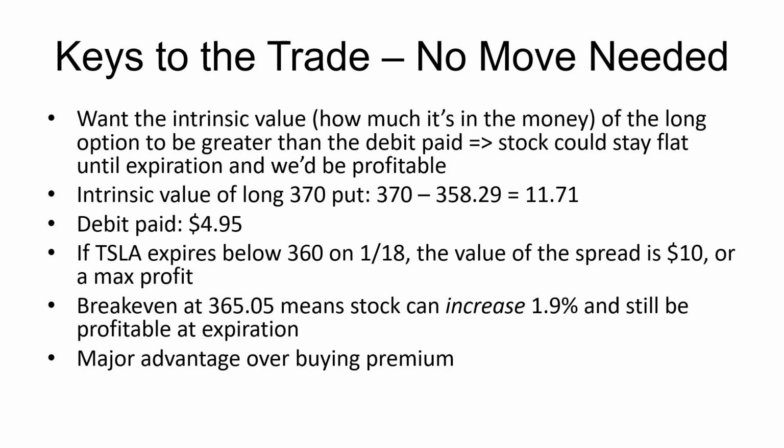So that means that if Tesla expires at any point below 360, which is below our sold option on January 18th at expiration, the value of the spread would be $10, and that would be a maximum profit and would give us a $505 profit. Even the break-even point, as I mentioned before, at 365.05 means the stock can actually increase 1.9%, and we could still have a profitable outcome. Now, this is a major advantage over buying premium because you certainly need to move in the right direction to overcome the headwinds that you have to deal with when buying just calls or puts. So big advantage here of debit spreads.